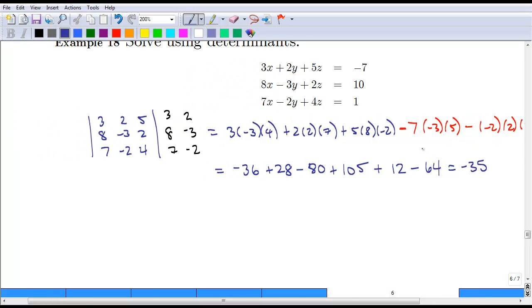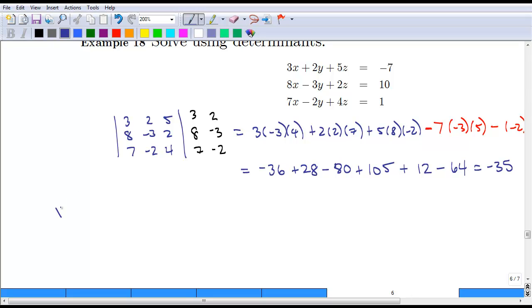So if we come back over here, we know that for x, we're going to replace the first column with our negative 7, 10, 1. And we're going to leave the other two alone, so 2, negative 3, negative 2, 5, 2, 4. And we're going to divide this by our negative 35, which we found as the denominator. So again, we want to repeat our first two columns.